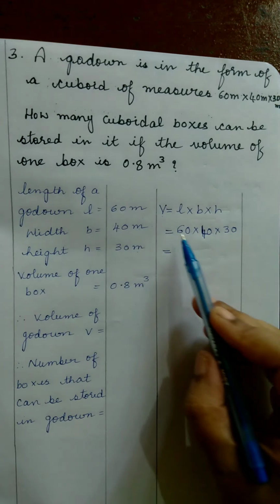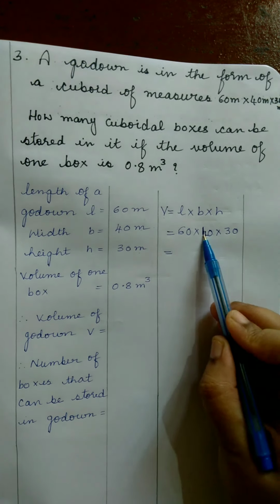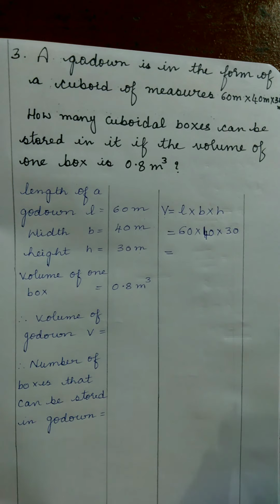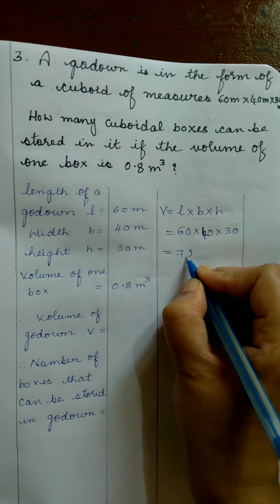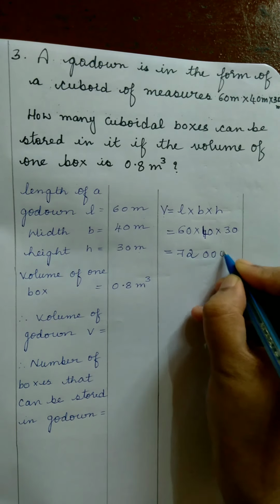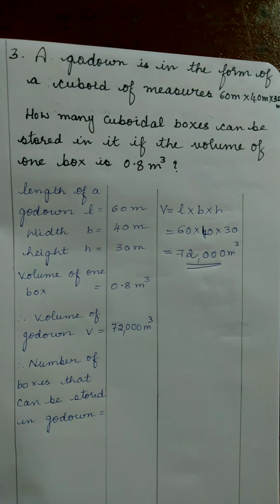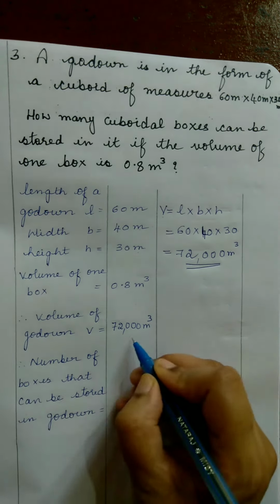First multiply 6 into 4. 6 fours are 24. 24 into 3 is 72. Then count the zeros. You have 3 zeros. Therefore, the volume of the godown will be equal to 72,000 meter cube.